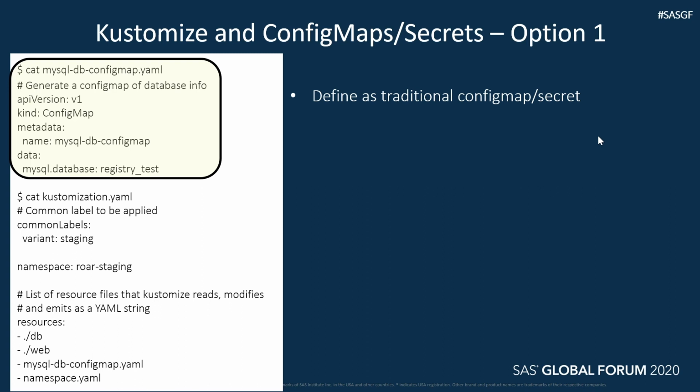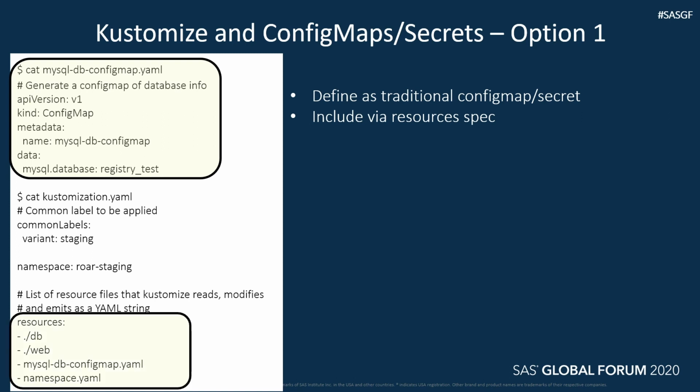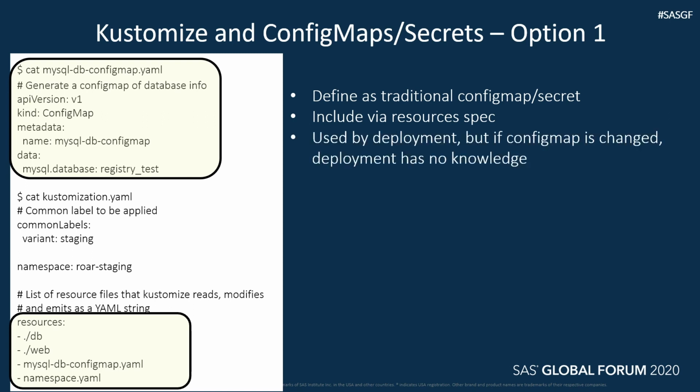We have the metadata out there as a name, then we have the data that we want to use. We can include this via the resources spec. So if we have it down there, we see the resources we pull into. We can pull in the config map object that we're creating out there. And this is great. It's used by deployment, but the challenge with this still is if the config map is changed, the deployment has no knowledge of it out there. So if we go out and edit the config map out there, there's nothing to tell the deployment that it needs to pick up a new value. It needs to pick up a new config map out there.